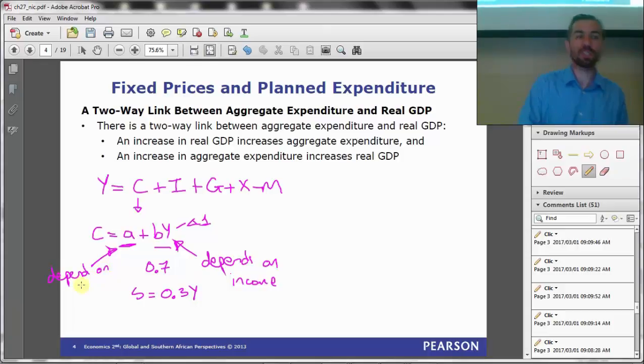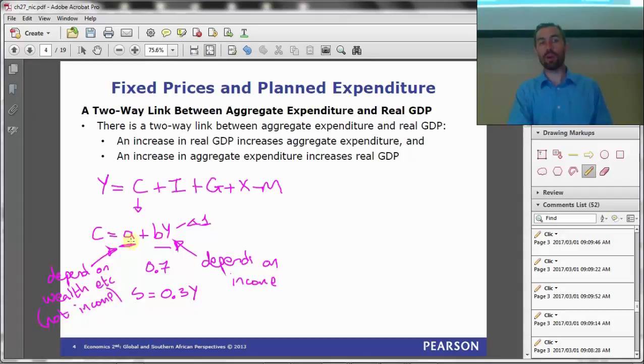And what we usually say is this depends on other things, for example, wealth. But anything that is not income. So it could depend on past savings. Either way, it's not income. So that's the one change, or the one extension to this equation that we've seen before, is that we're going to make this variable here, C, a little bit more complicated.